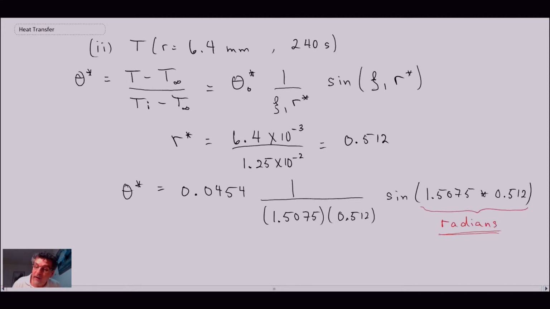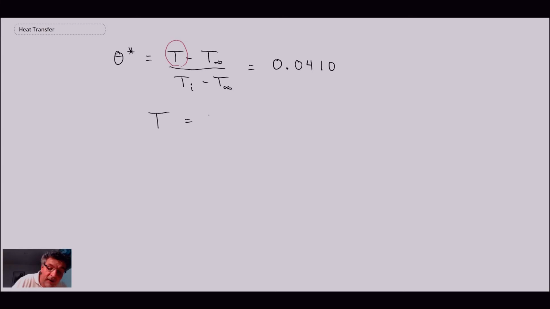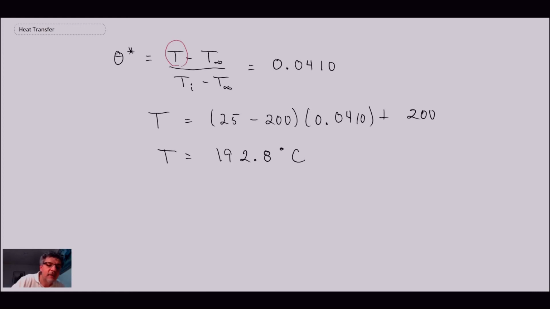So you've got to convert your calculator to radians. You plug in those values, and what do we get? We get 0.0410, and we can then evaluate what we're looking for, because that's going to be the temperature at the radial location we're interested in. So let's isolate for it. There we go, we got 192.8 degrees C.